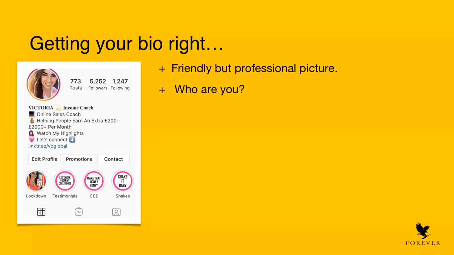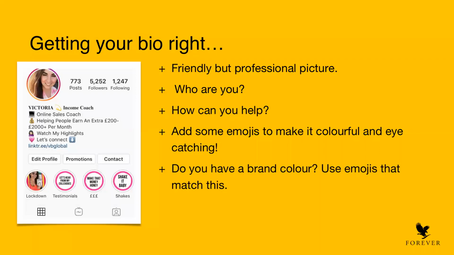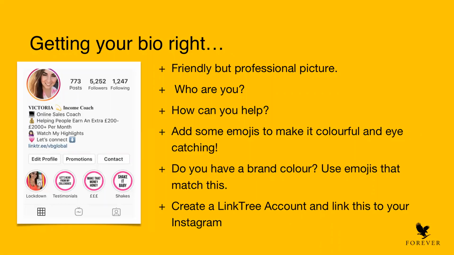So you can see here that I have a bio that uses a friendly but professional picture. I'm very clear on who I am, how I can help people. I've added some emojis to make sure that my bio is colourful and eye-catching. If you've got a brand colour, mine personally are pinks and yellows, then I've used emojis that match that. And I've created a Linktree account at the bottom to make sure that I can send people that come to my Instagram to the right places to contact me.